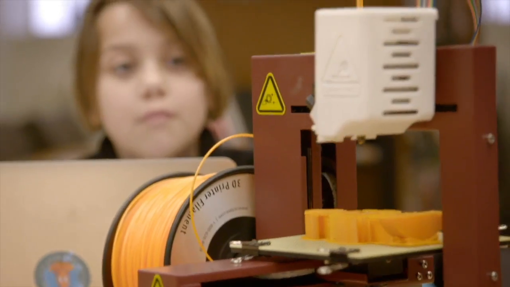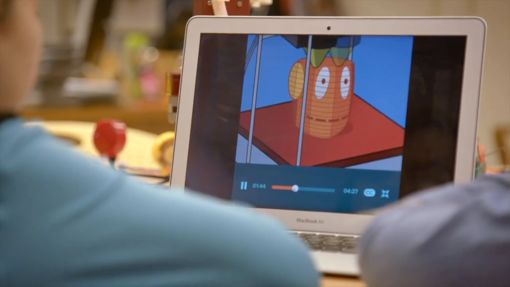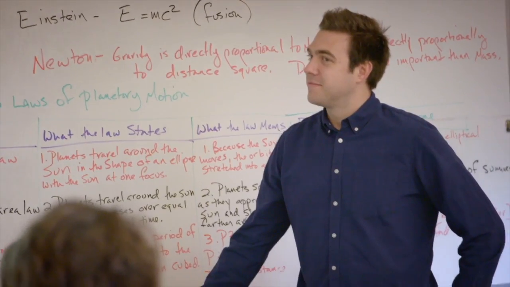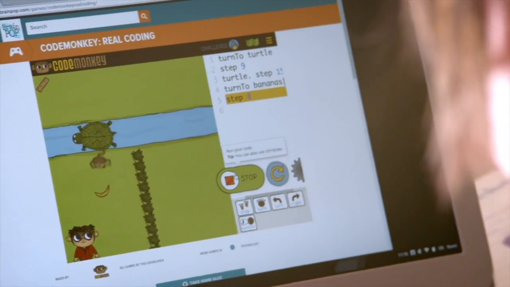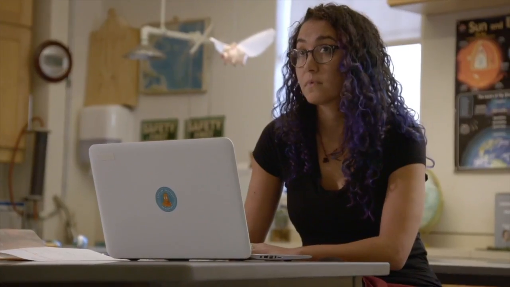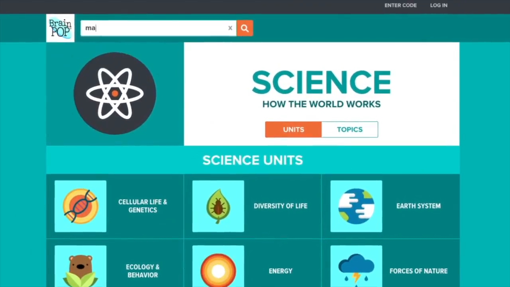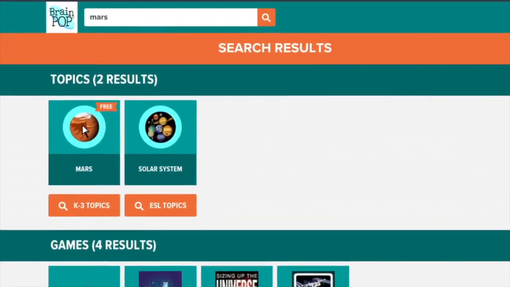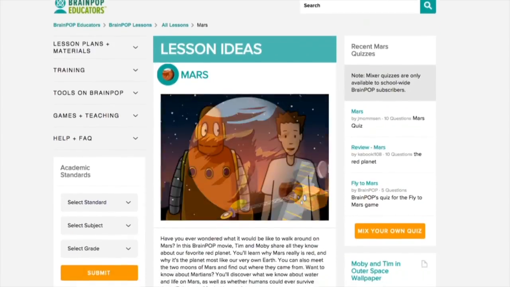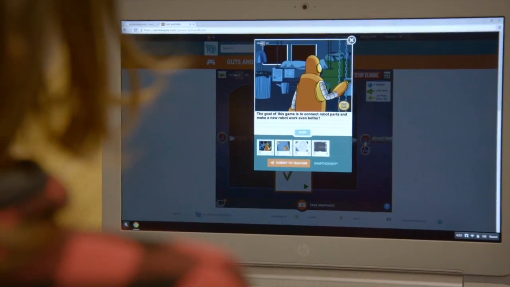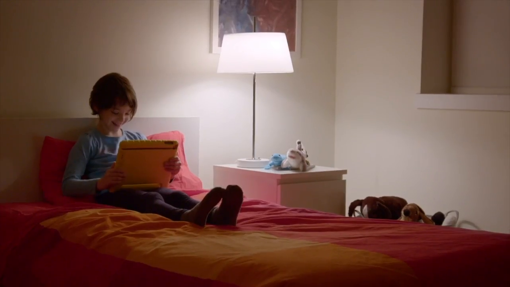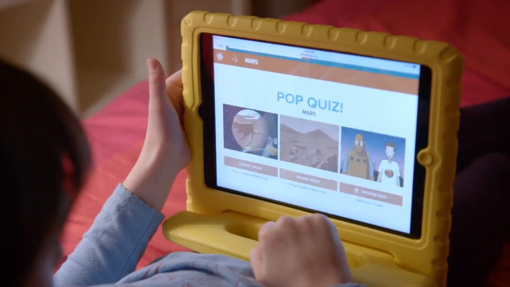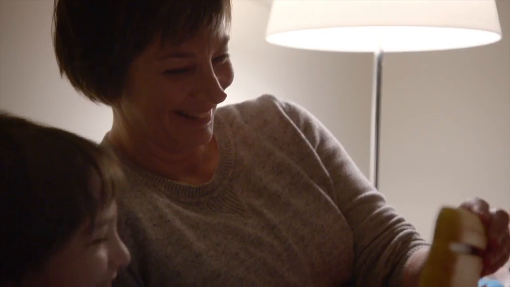How do you prepare kids for whatever comes next? What is computer programming? What would you change? How do you prepare for tomorrow's lesson? How do you enable collaboration? And personalize learning? How do you explain difficult subjects?